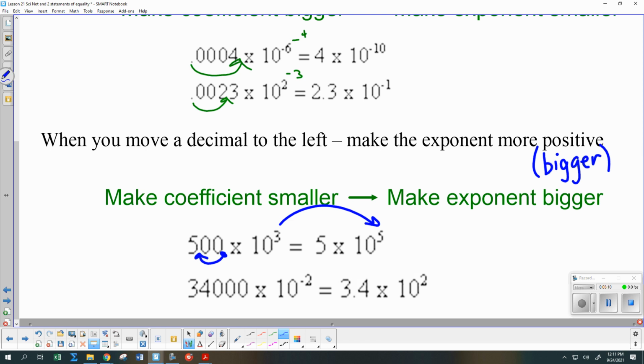This one was 34,000, that's too big. I'm going to move the decimal and make it 3.4, so I just made that coefficient smaller. I moved that decimal 4 places, so I need to make the exponent 4 places bigger. And negative 2 plus 4 gives me 10 squared.